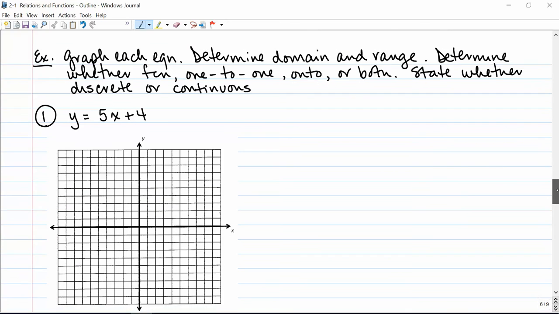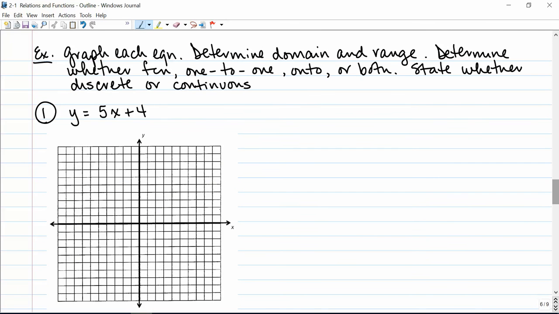So let's take a look at a couple examples here. Graph each equation, determine the domain and range, and determine whether the function is one-to-one, onto, or both, and then state whether it is discrete or continuous. So this one obviously is a line, y equals 5x plus 4. And just to remind you how we graph, we're going to start with the y-intercept of 4. And my slope is 5, so that means I'm going to go up 5 and right 1. Or I'm going to go down 5 and left 1. Something like that. And since it is a line, I will connect the dots.